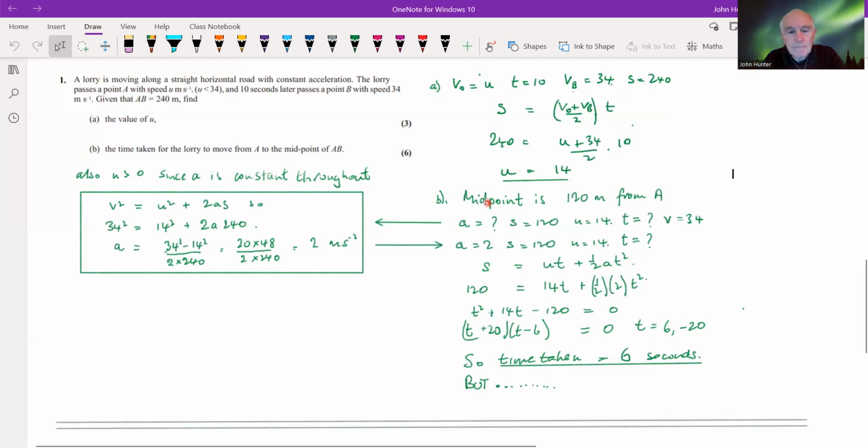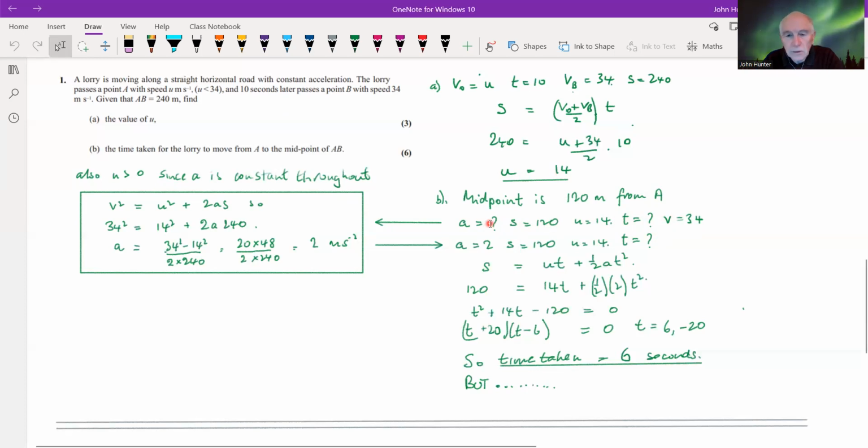Okay, so right. So we said the midpoint's 120 meters from A. So what we've got here, we don't know a, we don't know t, s is 120, 14 for the initial velocity, because that's what we worked out here. The time we don't know. So if we just look at those together, we've got 2 unknowns. We might need something else. Well, we've got something else, which is the velocity equals 34.